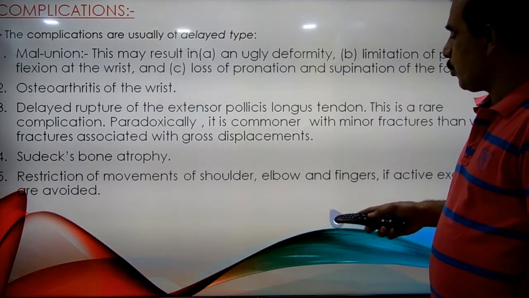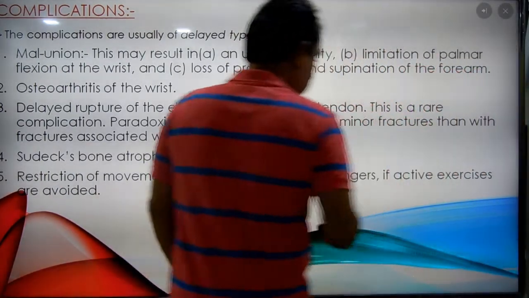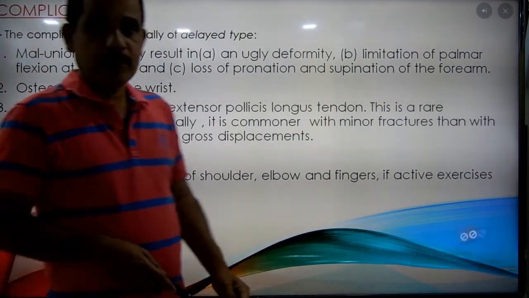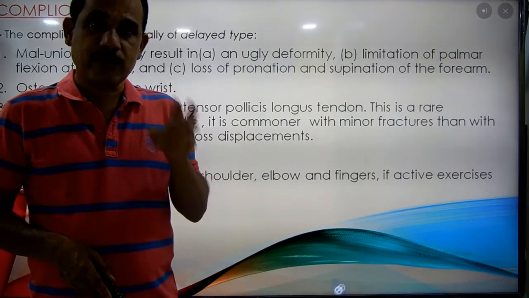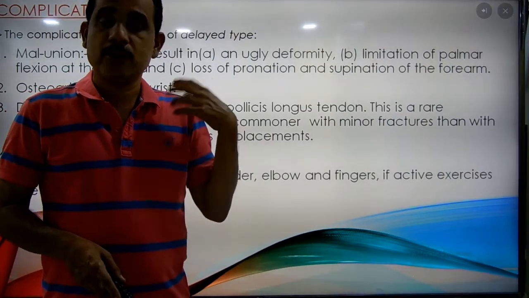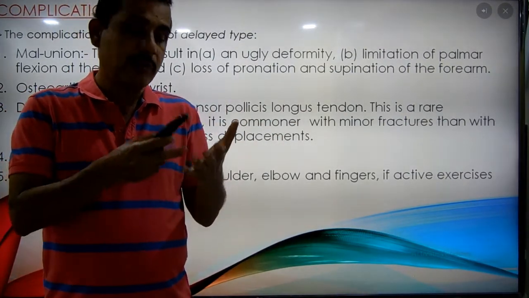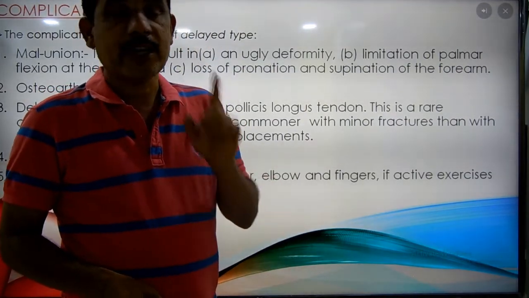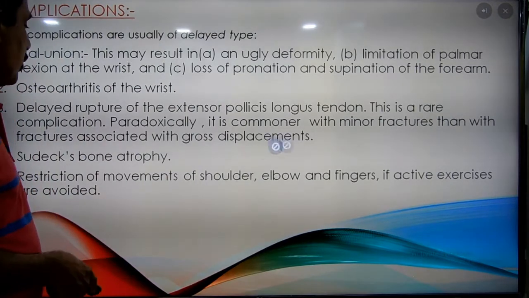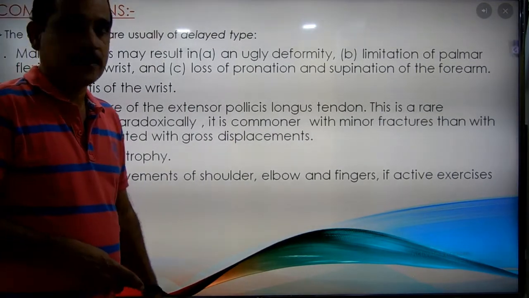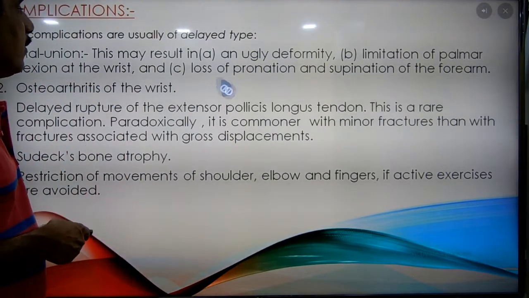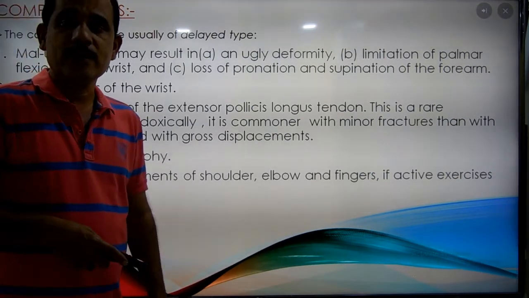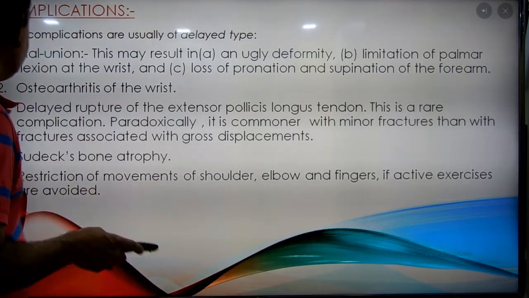Restriction of the movements of the shoulder, elbow, or fingers occurs if active exercise is avoided. It means you have immobilized the fracture, and active movements of the shoulder, elbow, wrist, and finger joints are not allowed or exercise is not done there. The chances of restriction of movements are there, isn't it? So these are the complications of the fracture of the lower end of the radius, which is called a Colles fracture.